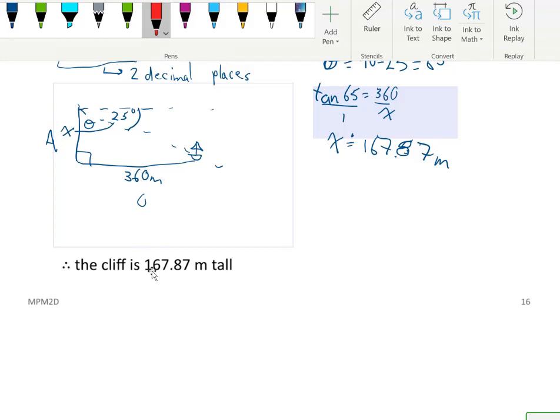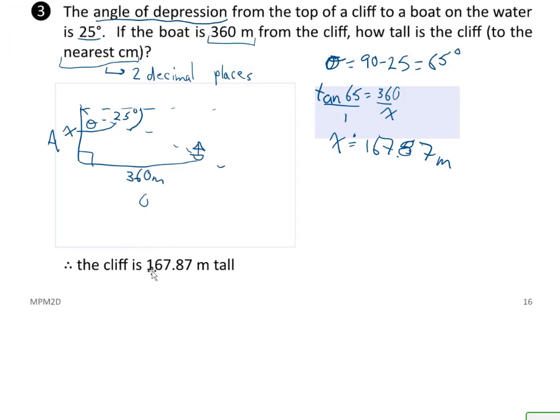Say we recognize the Z pattern and this was 25 degrees here and you worked your way through it. You could have done tan of 25 is equal to x over 360. Throw this over the 1, solve for x. You'd get the exact same answer. So then you'd go up to there.